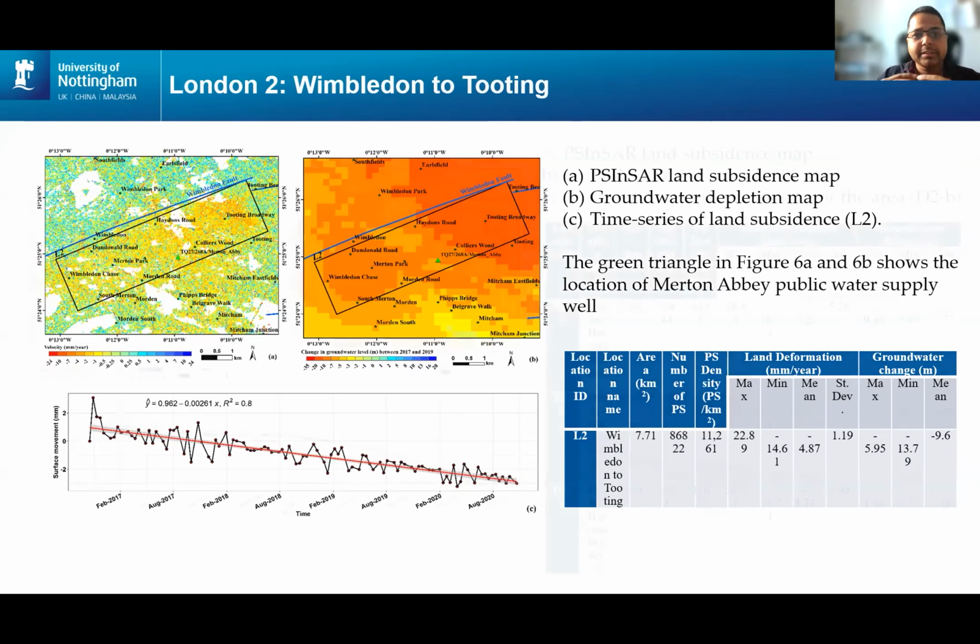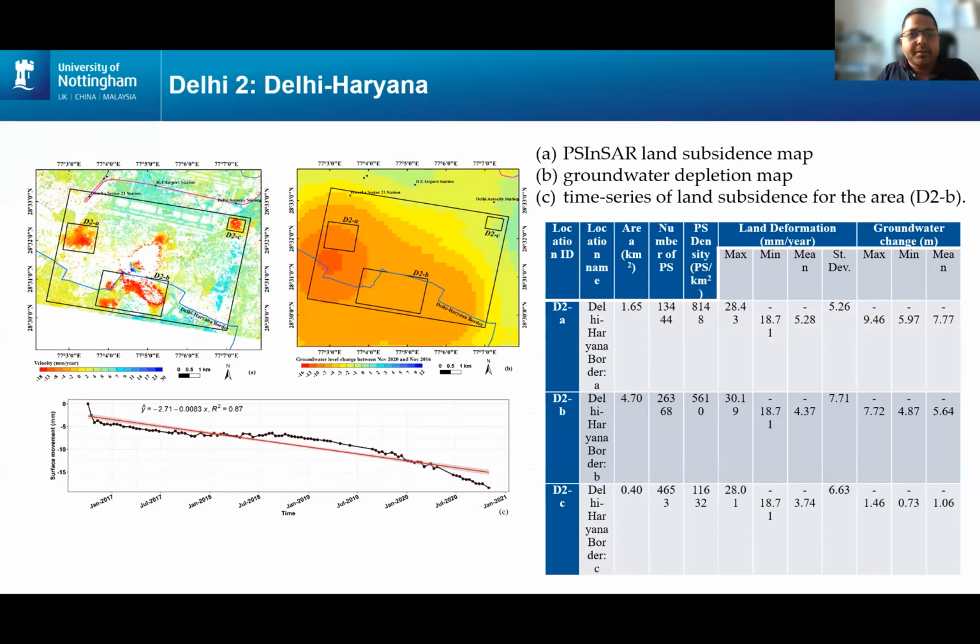So a similar study, a similar area we have been able to find in Delhi, where this is the region. The blue line here is the Delhi Haryana border.